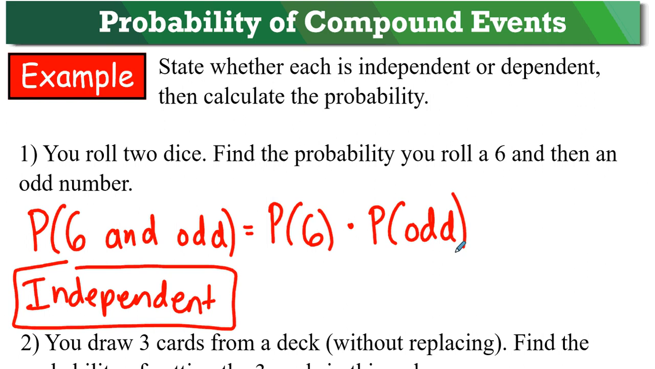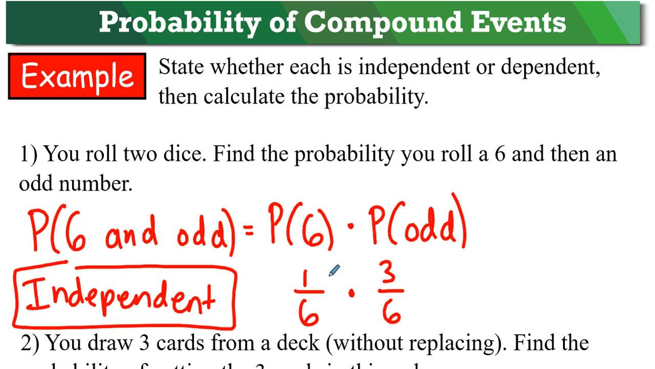What's the likelihood that the first one is a 6? Well, a dice has 6 sides, and only one of them is a 6, so a 1 out of 6 chance. And then the probability that the second one's an odd. There are 3 numbers that are odd, 1, 3, and 5, so a 3 out of 6 chance.